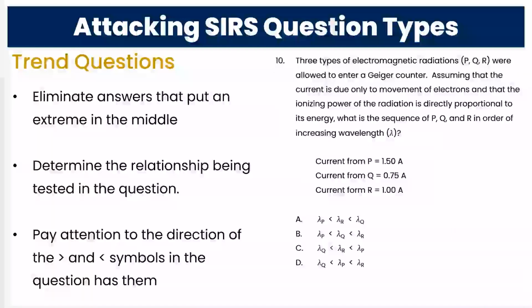Trend questions. Trend questions. This could be periodic trends. This could be trends like they're introducing something new here. One of the first things to do is eliminate the answers that put the extremes in the middle. So looking at P, Q, and R, the data that we're given, which answers have an extreme smack dab in the middle?